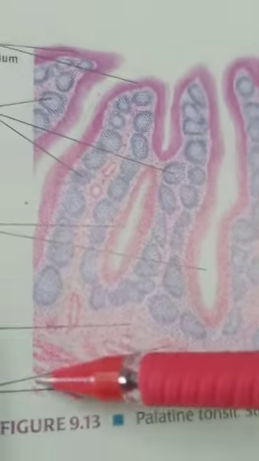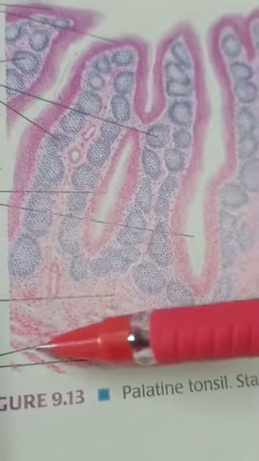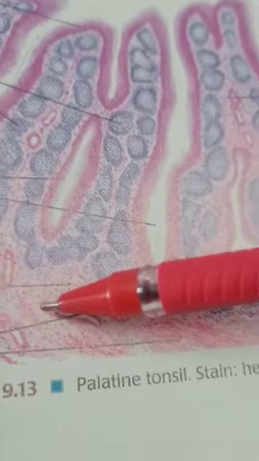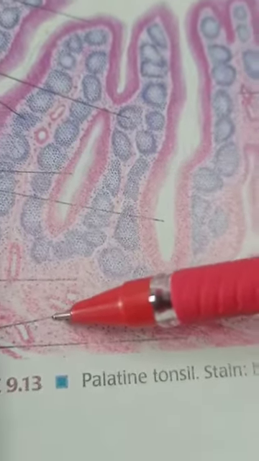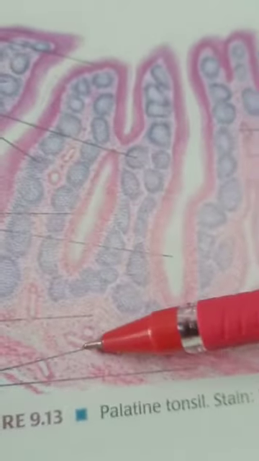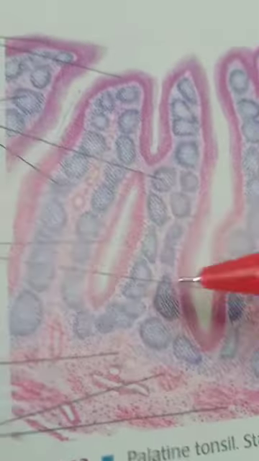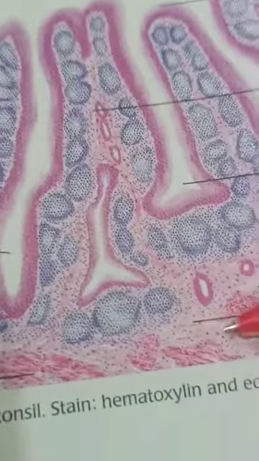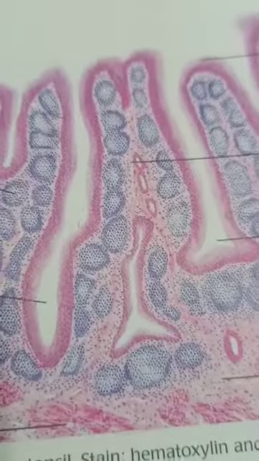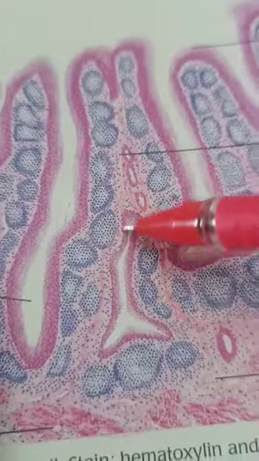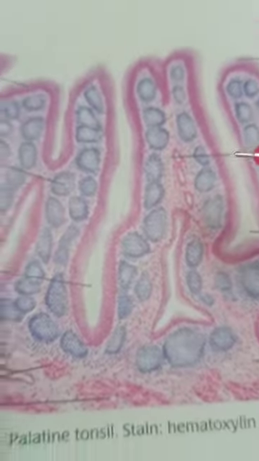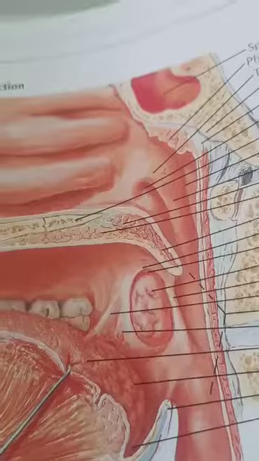Towards the lateral side, we can see this lined by the fibrous capsule. And here we can see some connective tissues which contain skeletal muscles, blood vessels, trabeculae. So this is the capsule of the tonsil. So that's about the histology of the tonsil. The lymphatic nodules are made up of a large amount of lymphocytes.